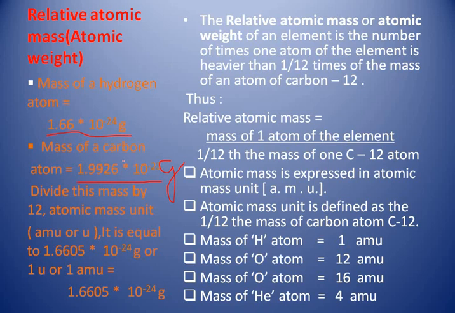But you know what? The actual mass of hydrogen and the actual mass of carbon atom come in 10 raised to power minus 24 and 10 raised to power minus 23. The values are so small that it is very difficult to measure these quantities in gram or kilogram. So that is a big problem for scientists.